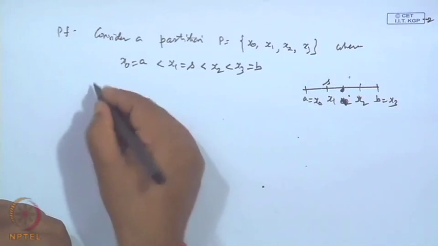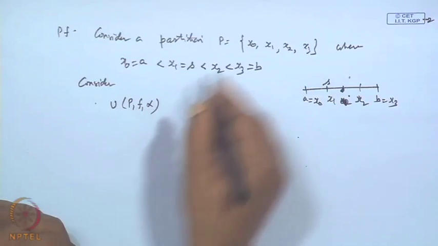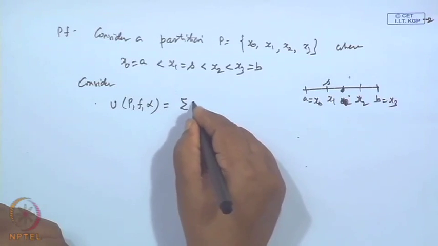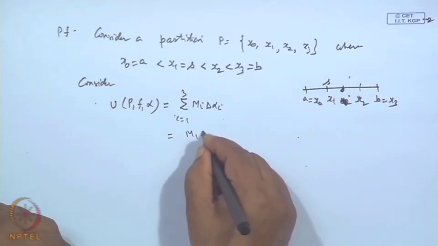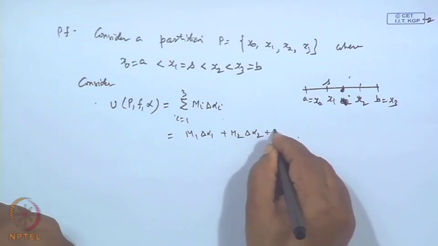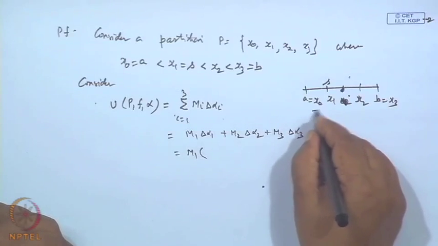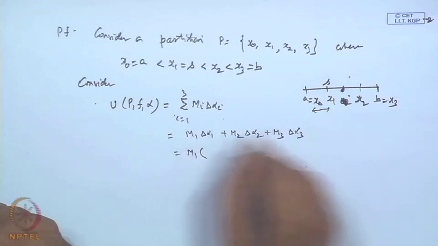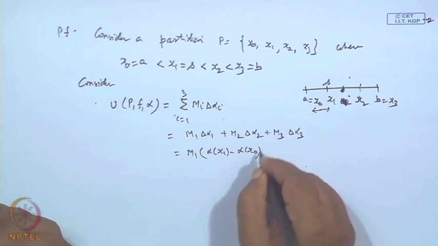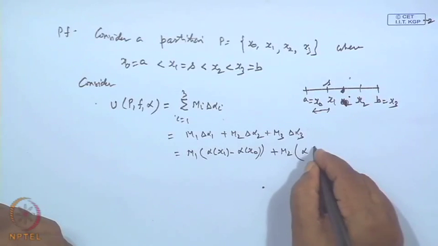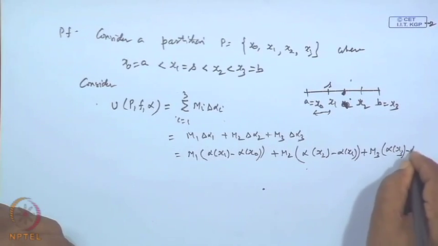Now, consider this upper sum. Upper sum of the function f with respect to alpha over this partition P. So, this sum is sigma M i delta alpha i, i is 1 to 3, and that is the meaning of this: M 1 delta alpha 1, M 2 delta alpha 2, M 3 delta alpha 3. And if I further expand it, delta alpha 1 means it is defined over this interval. So, choosing alpha x 1 minus alpha x naught, this is our M 1, then M 2 times alpha x 2 minus alpha x 1, then plus M 3 times alpha x 3 minus alpha x 2.